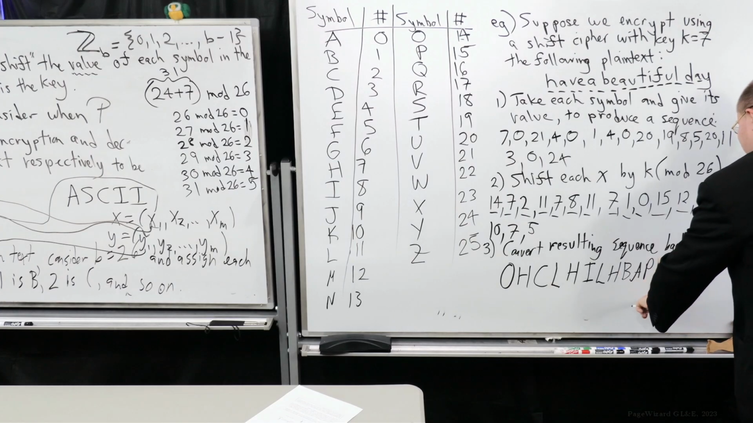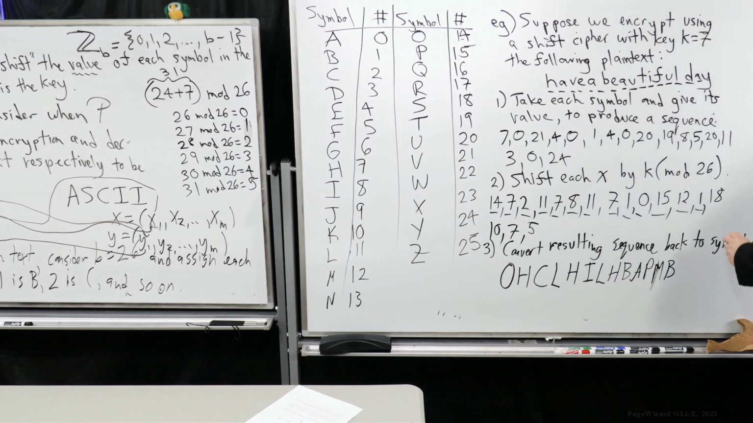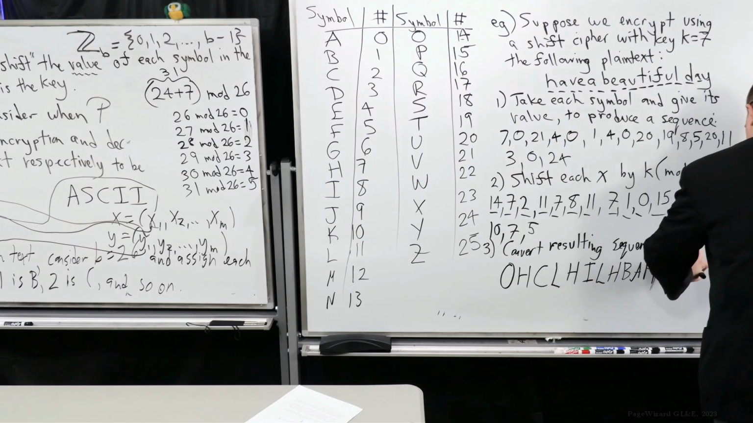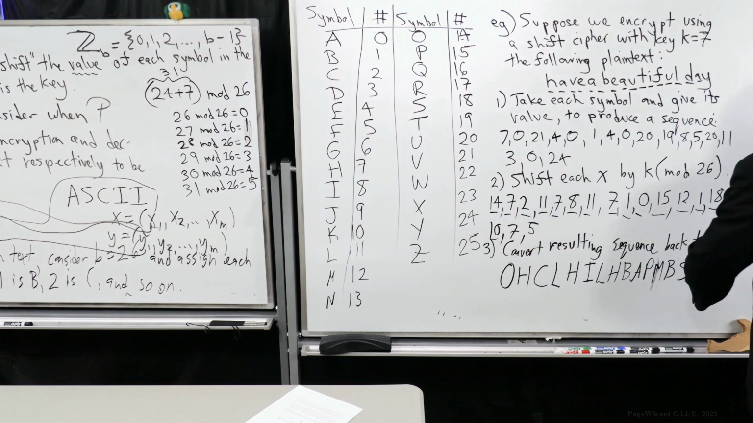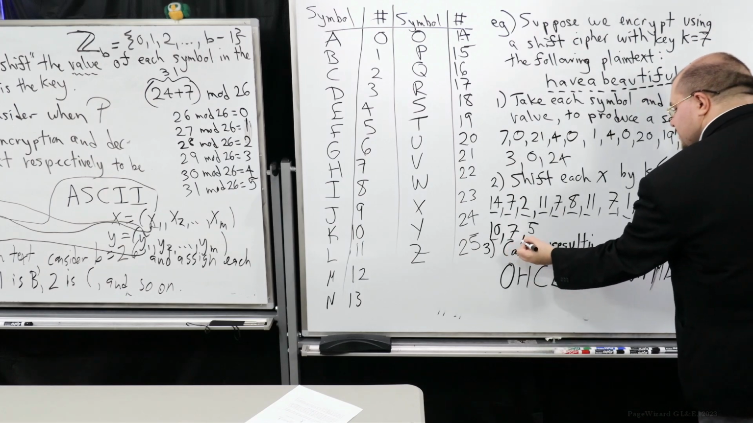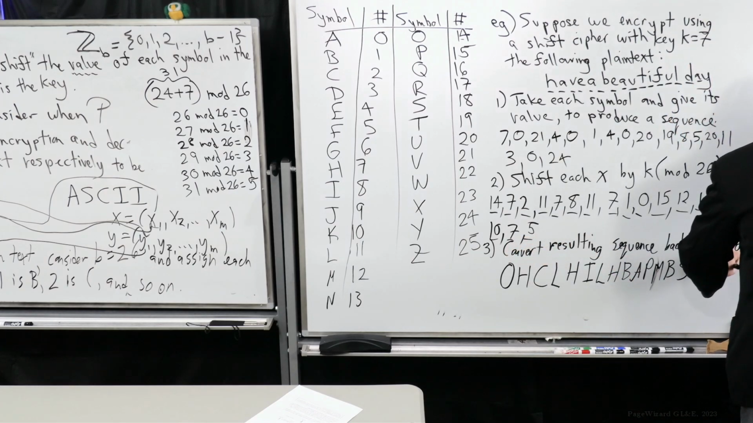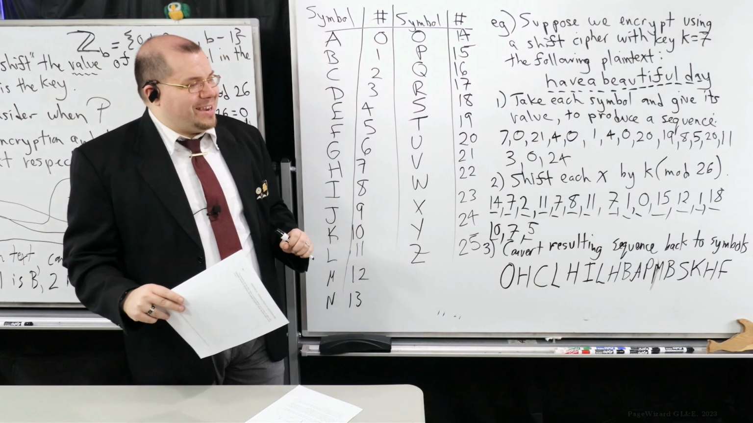Let me just make that M a little better. Make sure it's clear that that's an M. B. And then 18. 18 is S. Then we got 10. Yeah, 10 is K. Then we have, lastly, 7. 7 we've already established is H. And lastly, we have 5. 5 is F. And there we go. Now we got our resulting ciphertext.